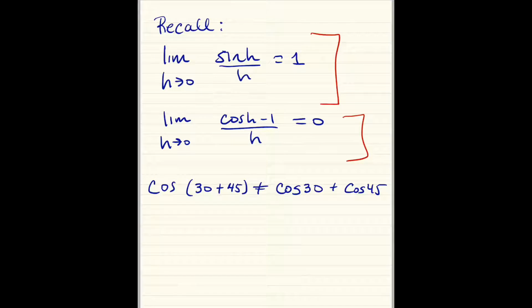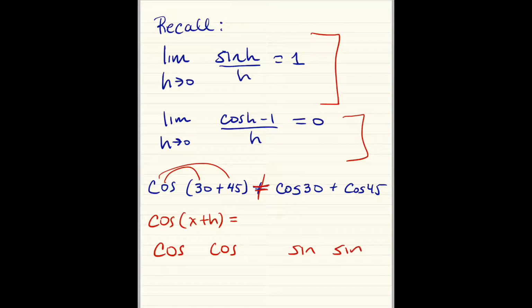All right, once again, you are not allowed to distribute cosine of 30 plus 45 to be cosine 30 plus cosine 45. Absolutely not. So what is the sum of two angles for cosine? I hope you remember this from trig or even pre-calc. Ready? Cosine, cosine, sine, sine. You place the first letter, then the second letter, then the first letter, then the second letter. That's the trick: cosine, cosine, sine, sine.